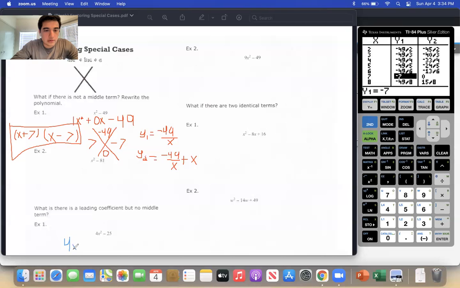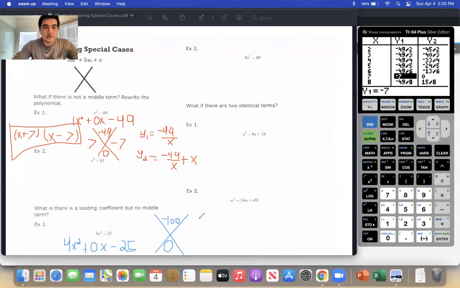I'm going to say 4x squared plus 0x minus 25. We just plugged in a 0x and now it looks like a normal trinomial like we've been working with. So I draw my x. On the top, a times c. Now my a is 4, my c is negative 25. 4 times negative 25 is negative 100. And my b value, the one in the middle, is still 0, because I didn't have one.